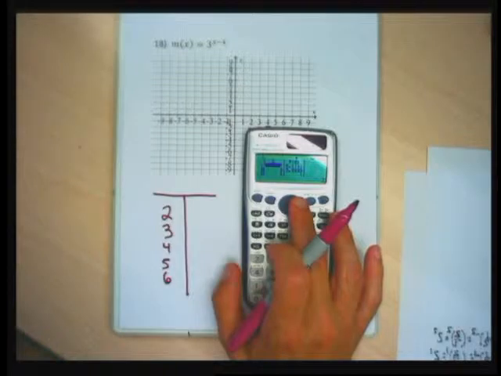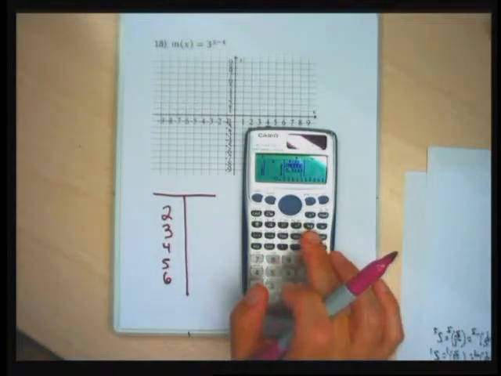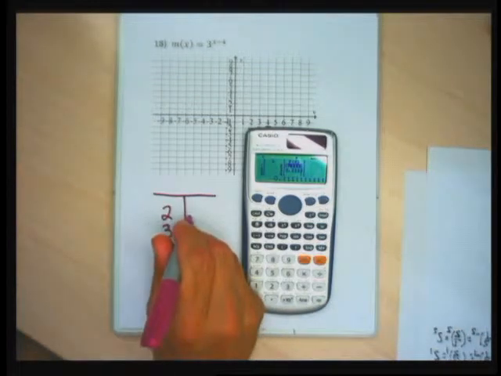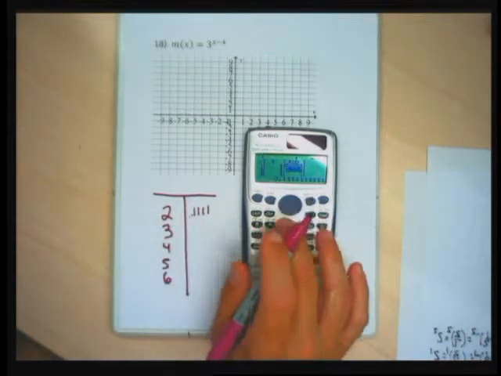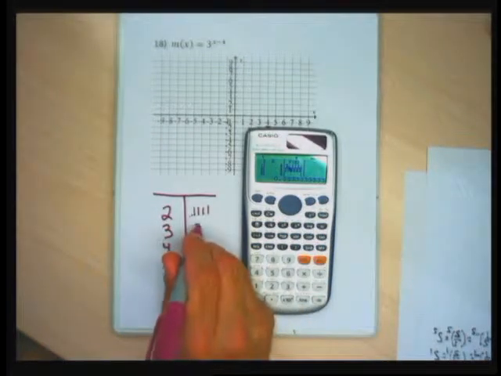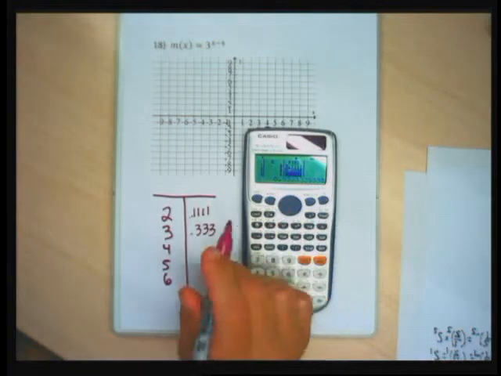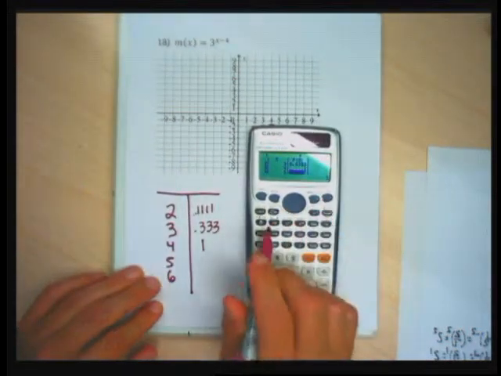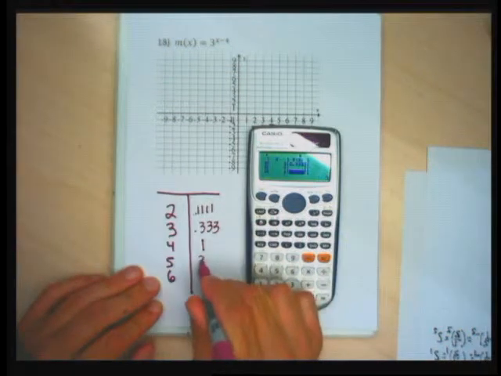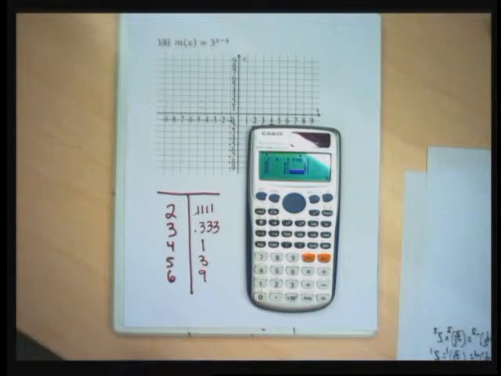So at 2, I get 0.1111, which is actually 1/9. At 3, I'm at 0.3333, which is actually 1/3. At 4, I'm at 1. At 5, I'm at 3. And at 6, I'm at 9. So I can get a decent shot at this table now.